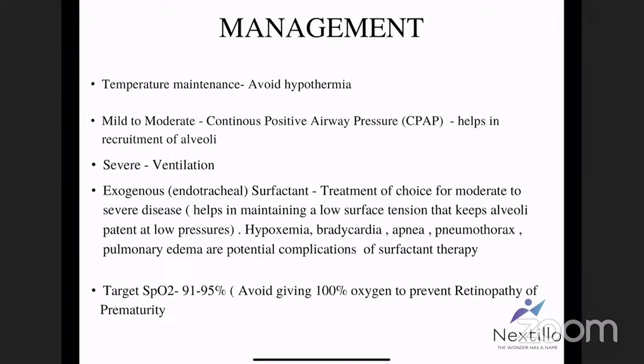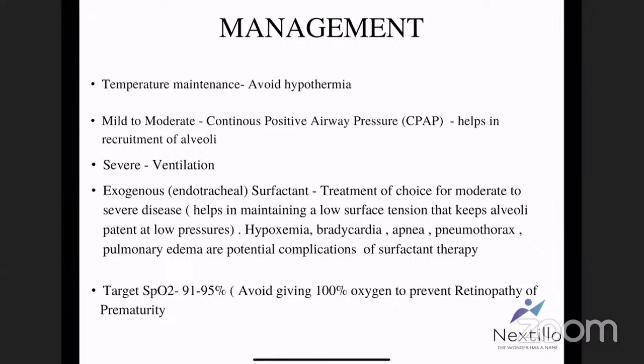And in the severe cases, ventilation should be done. The definitive treatment is endotracheal surfactant, or exogenous surfactant. The surfactant is given through the trachea, and it is the treatment of choice for moderate to severe disease. How does the surfactant help? We give surfactant from outside through the trachea with the help of an endotracheal tube. It helps in maintaining a low surface tension. The surface tension, which is high because of the absence of surfactant, is decreased when we administer the surfactant, and the alveoli are patent at low pressures.